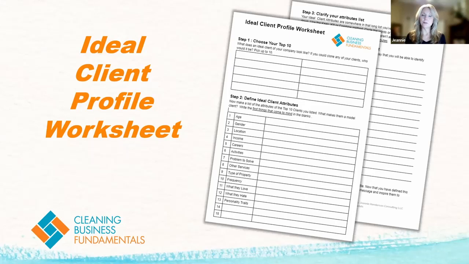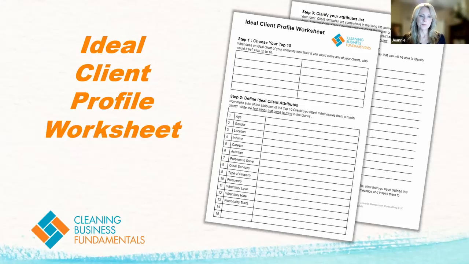So the first step in discovering your ideal client profile is choosing your top 10 clients. If you don't have 10, just choose your 1 or 2 favorites, right? Or if you're just starting out, kind of imagine what your favorite client would be. Maybe it would be a friend or a neighbor, someone if you're at the very beginning of your cleaning business. So pick up to 10 of your clients that you think are ideal. You wish you could clone them. If it were legal, you would be cloning them right now, right? And these are the clients that we're going to use to help you figure out your ideal client.